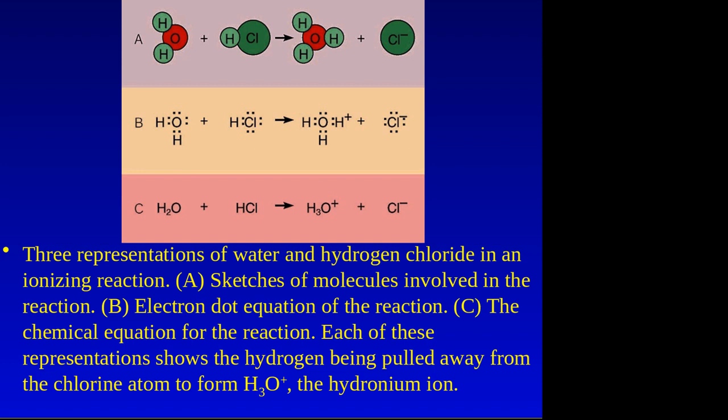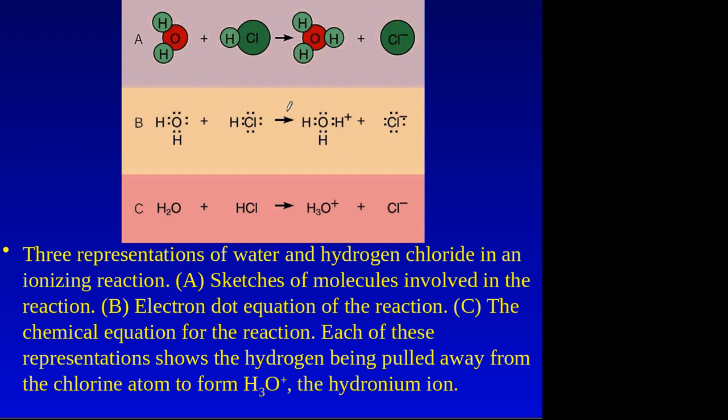And so here are 3 representations of water and hydrogen chloride in an ionizing reaction. So in the first one, it shows the water plus the hydrogen chloride, and when it comes out, you have 3 hydrogen atoms around the oxygen, the hydronium ion, plus the chloride ion. The electron dot notation shows the same thing as the upper picture, right? So here it's showing it as the Mickey Mouse ears, right?